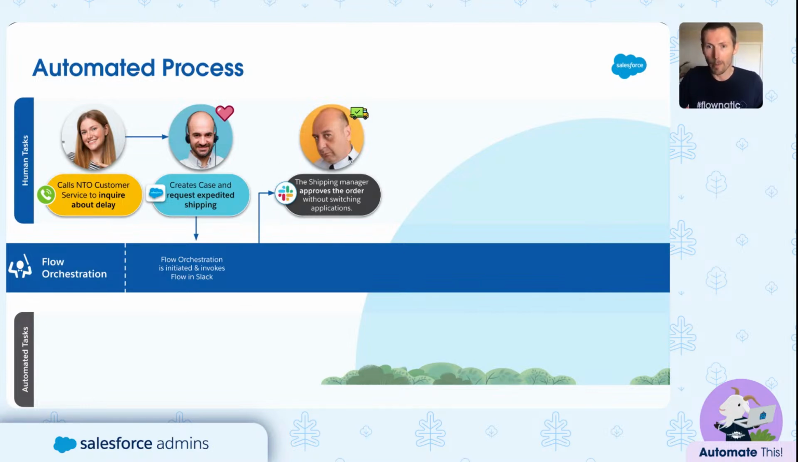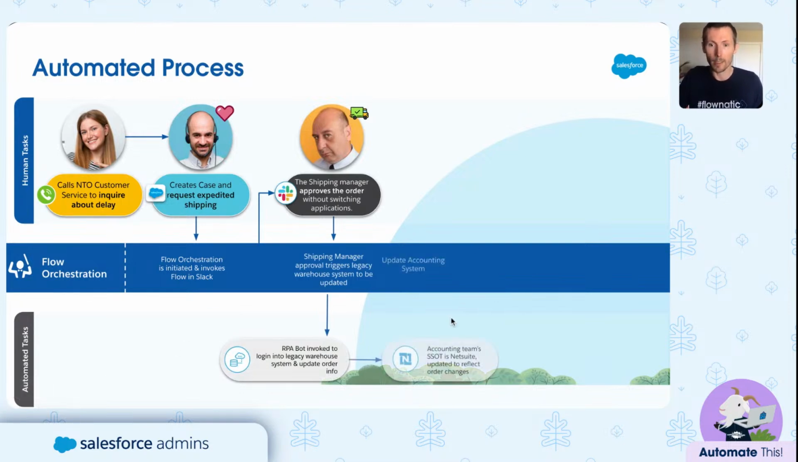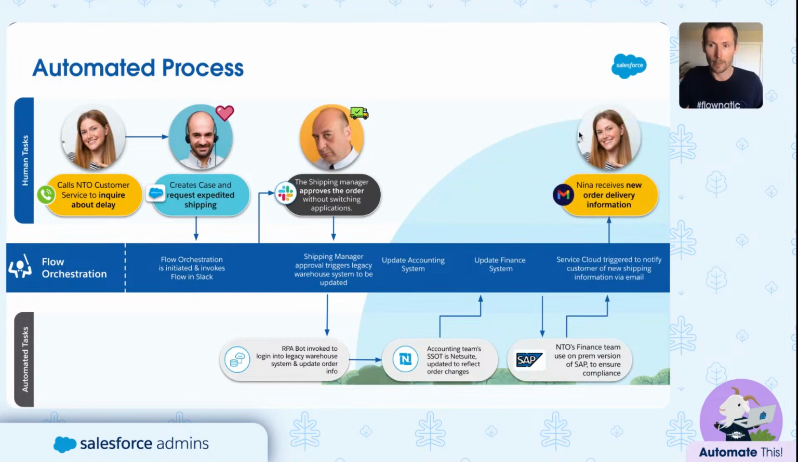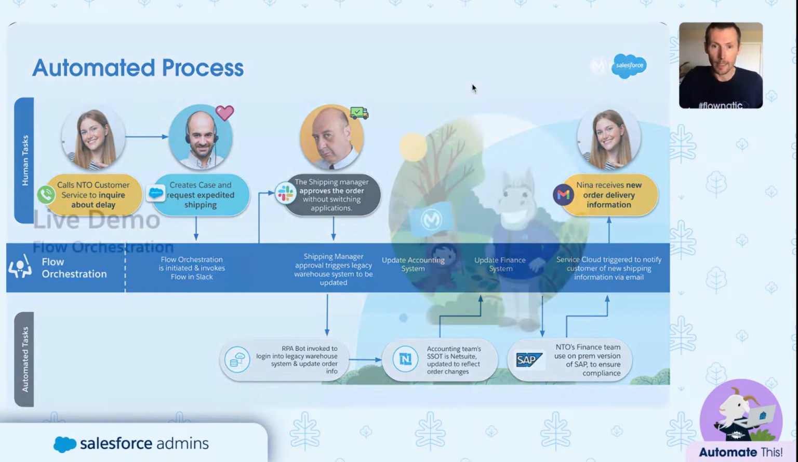And the shipping manager quickly approves because they received a notification in Slack. And then this is where the real magic happens, because our orchestration will actually update the OMS system, update NetSuite, and then finally update SAP, and then automatically send an email to Nina about the new order delivery information. So Nina is super happy. This process took like 5 minutes, and it's really, really effective. So now let's see it in action.